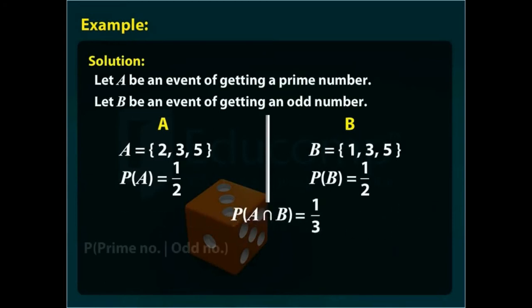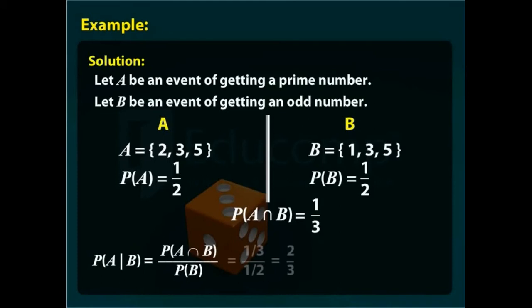We need to find the probability of a prime number, provided that it is an odd number. Probability of A, provided event B has occurred, is probability of A intersection B by probability of B, which is 1 by 3 divided by 1 by 2. This results in 2 by 3.